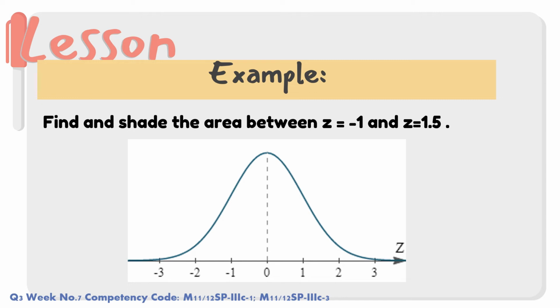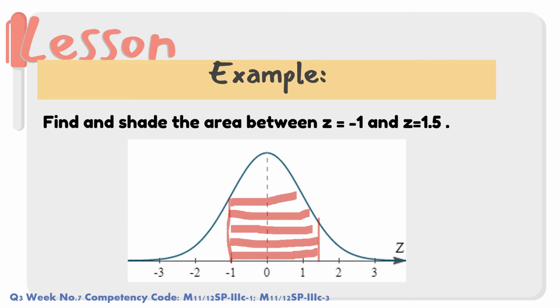For the last example, find and shade the area between z equals -1 and z equals 1 and 5/10. Okay, to find the region, shade the area that corresponds to z equals -1 and z equals 1 and 5/10, approximately here in between. Therefore, you are asked to find the area of this region. Okay, to find the area of this region, you can use the left or to the right, but let us find the area to the left.